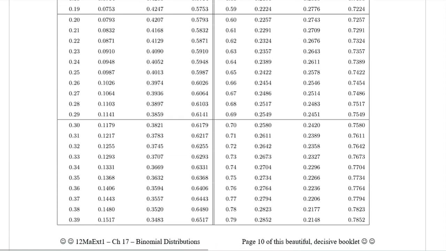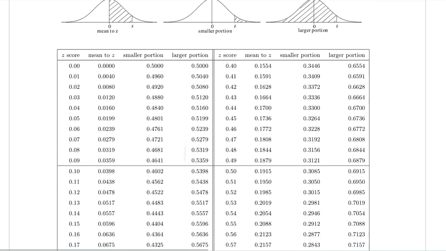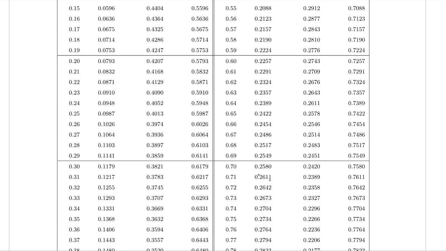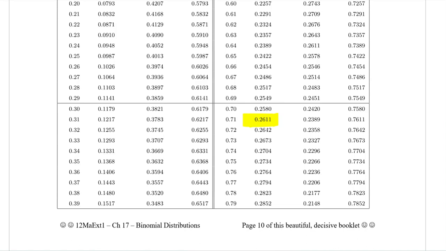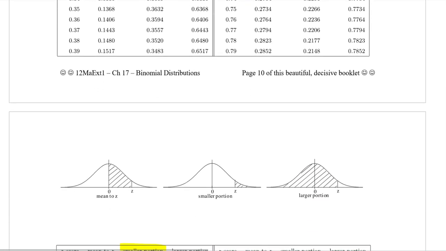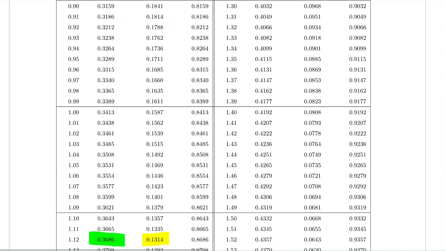0.71, where are you there? So it will be, to the mean is the first column, isn't it? Yes, so 0.71 should be that one. I want 0.2611 and 1.42 to the mean. I need to write that down. I'm going to scroll it. I've got 0.2611 and then back to 1.42. 1.42 to the mean is that one.